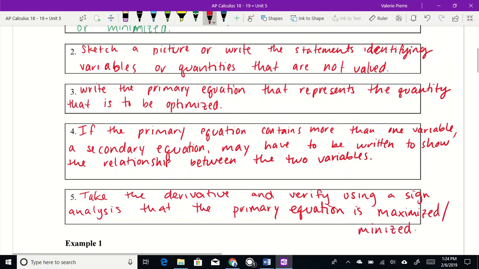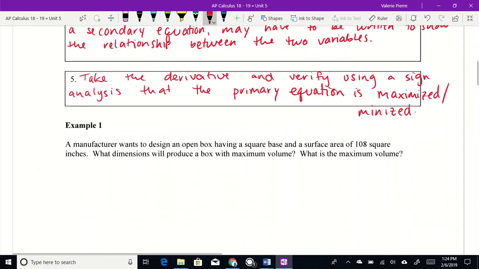Okay, so the next few pages are all example problems. There are 5 examples in total. I'm only going to complete in full 3 of those 5 examples. I'm going to complete example 1, example 3, and example 5.